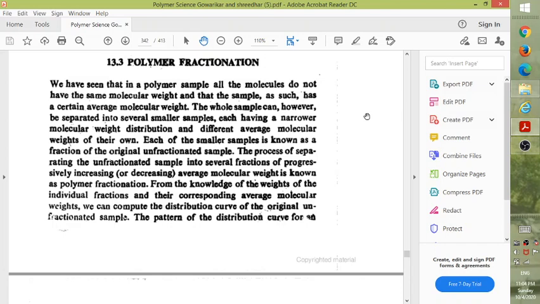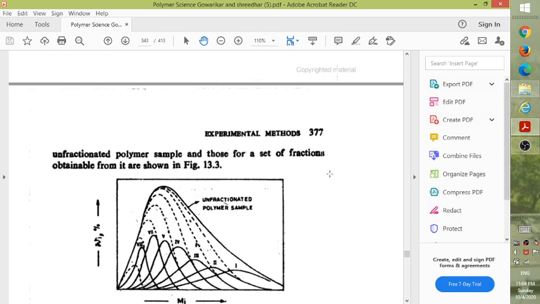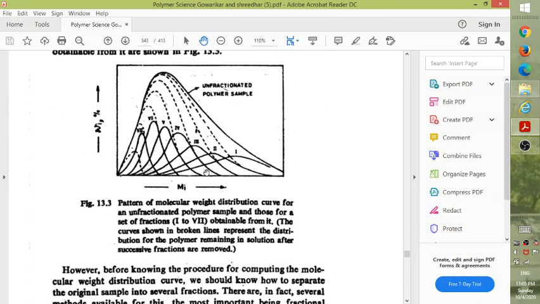The process of separating the unfractionated sample into several fractions of progressively increasing or decreasing average molecular weight is known as polymer fractionation. From the knowledge of the weights of individual fractions and their corresponding average molecular weight, we can compute the distribution curve of the original unfractionated sample. The pattern of the distribution curve for an unfractionated polymer sample and those for a set of fractions obtainable from it are shown in figure 13.3.